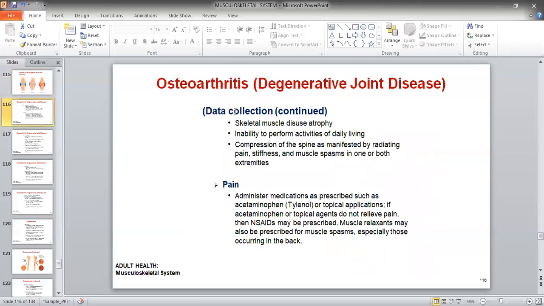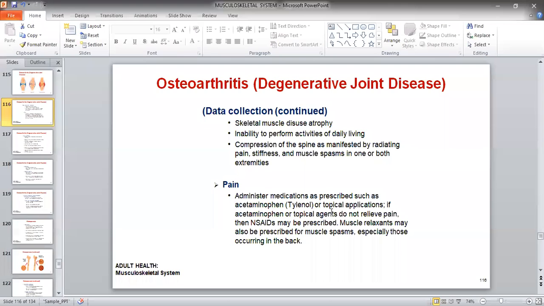So, osteoarthritis continuation, I said data: muscle atrophy, inability, and also compression of the spine. Pain is most common in both cases. If the patient has pain, we give them some pain medication, right? Administer the medication as prescribed, such as acetaminophen, like Tylenol, or topical application. If acetaminophen or topical agents do not relieve the pain, then go for NSAIDs, non-steroidal anti-inflammatory drugs. Muscle relaxants may also be prescribed for muscle spasm, right?